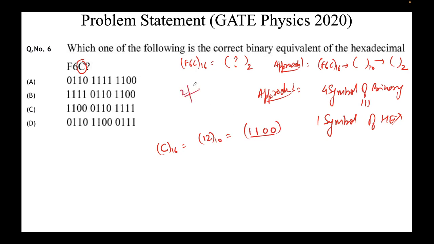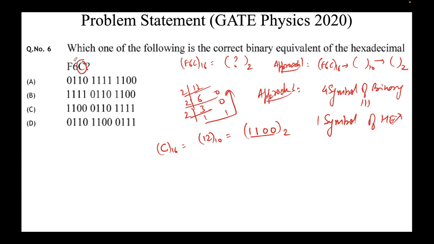Again, you can do the LCM thing. When you see 12, 2 6s are 12, remainder is 0. 2 3s are 6, remainder is 0. 2 1s are 2, remainder is 1. So the number is, reading right from here to here, 1100. So C in hexadecimal is 12 in decimal, which is 1100 in binary.